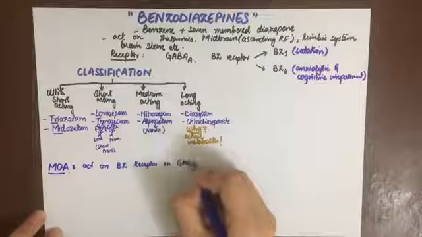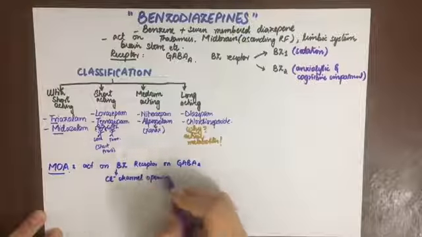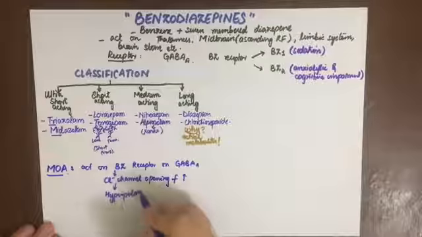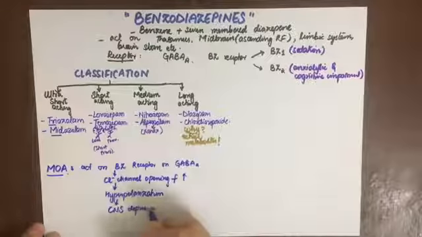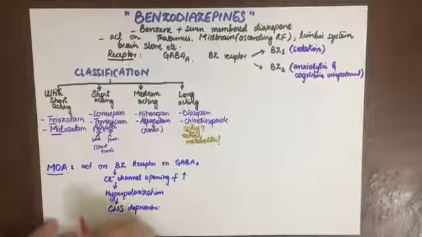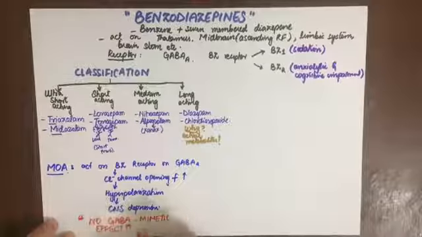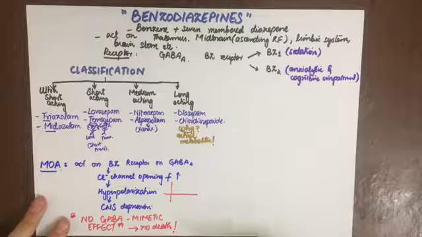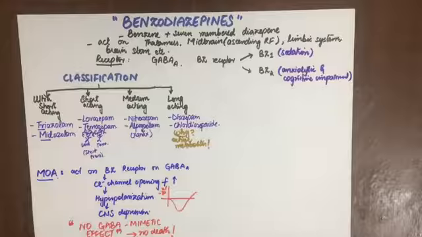Now, mechanism of action we have already discussed in the previous videos. Just for a recap, they act on the benzodiazepine receptor on GABA A, which increases the frequency of chloride channel opening, leading to hyperpolarization and thus CNS depression. An important point to remember that I already mentioned in the previous video was that benzodiazepines have no GABA mimetic effect. That means it cannot go to such toxic levels to cause coma and respiratory depression. This is a graph showing hyperpolarization.